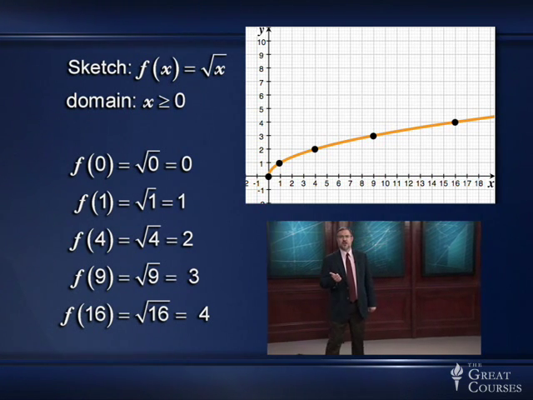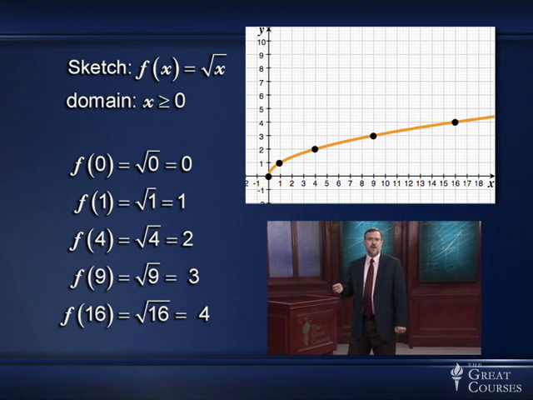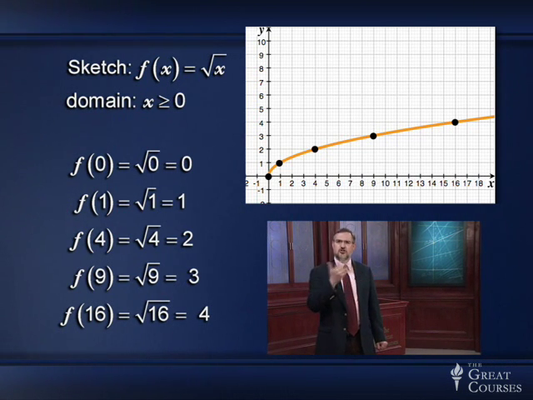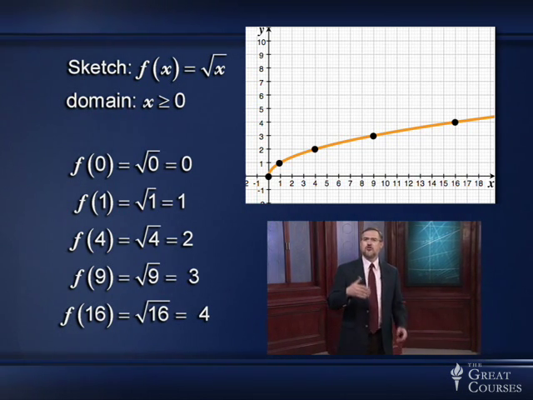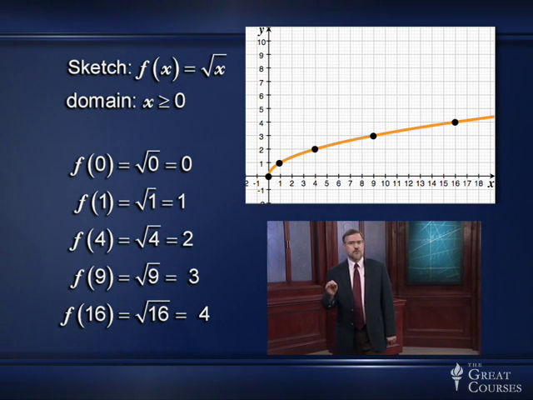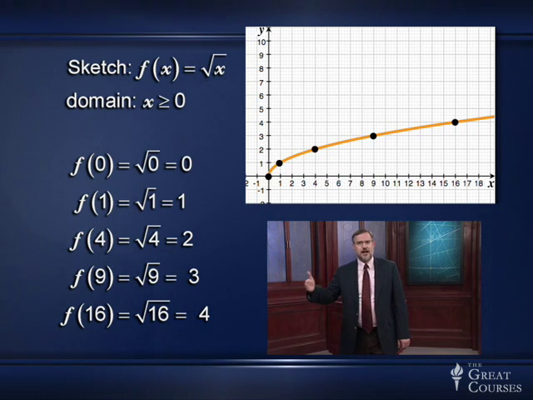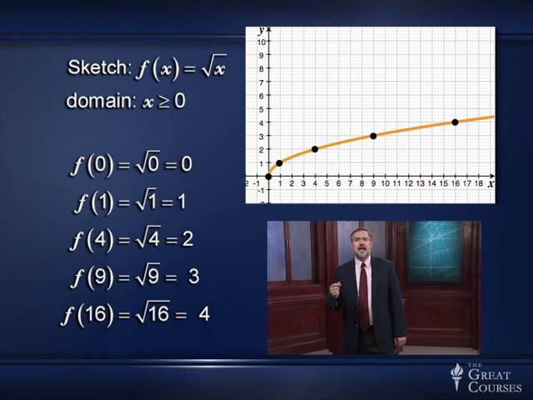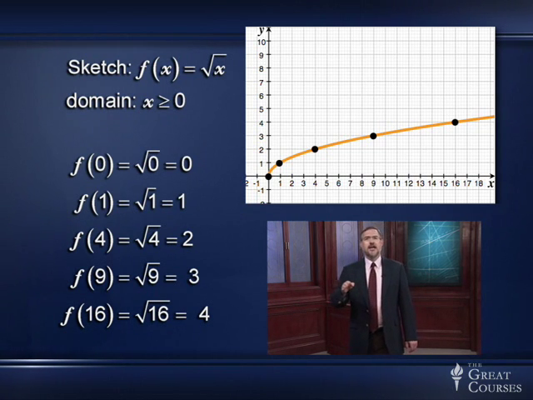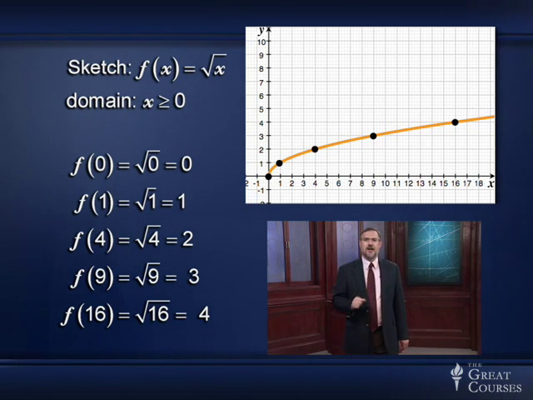Now, let me suggest that you plot those points if you haven't already, and now connect the dots between them just to see what's happening. You should be getting a graph which starts abruptly at the origin. Remember, there is no piece of this graph to the left of the origin. And then this graph seems to be traveling upwards in quadrant 1 in a very gently rising fashion.